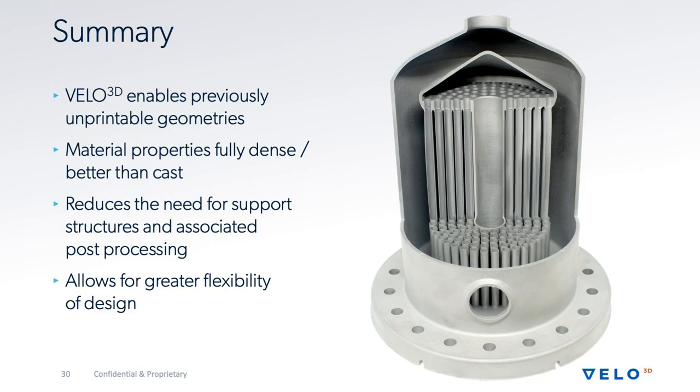So, at a real high level, just to go over some of the keynotes: VELO3D, with its advanced process control, advanced metrology and hardware control, is enabling geometries that couldn't be printed before, or that didn't make sense from a business case standpoint to print before. It offers material that's fully dense out of the system, better than cast, and on par with the best of the laser powder bed systems that are out there. It reduces the need for support and the associated post-processing with the support structures, and will improve business cases for parts that are already being printed.